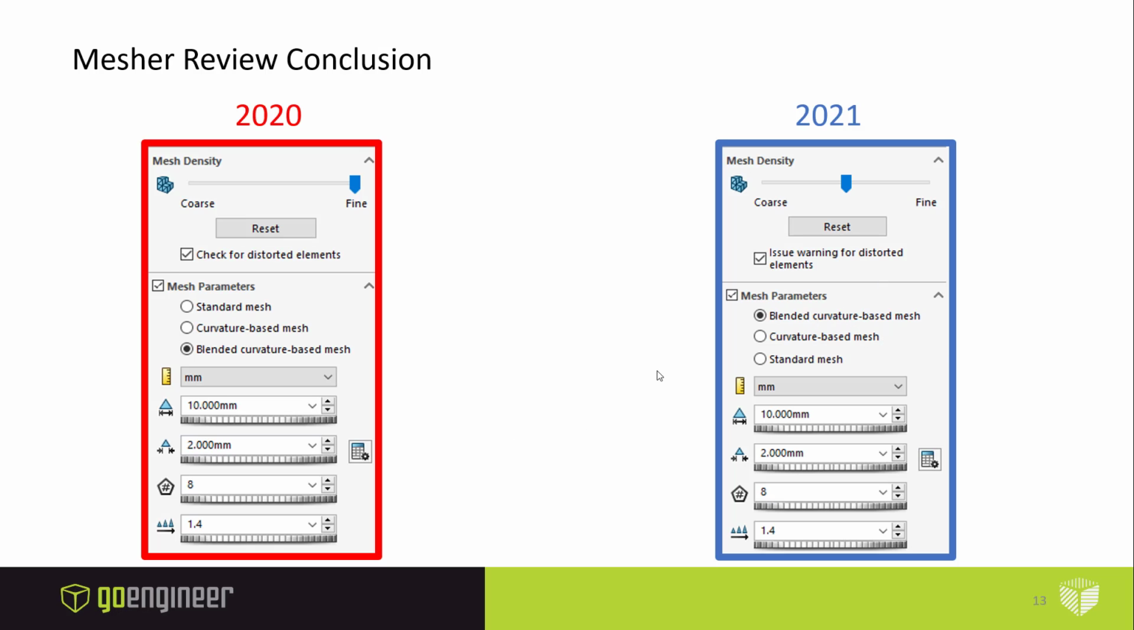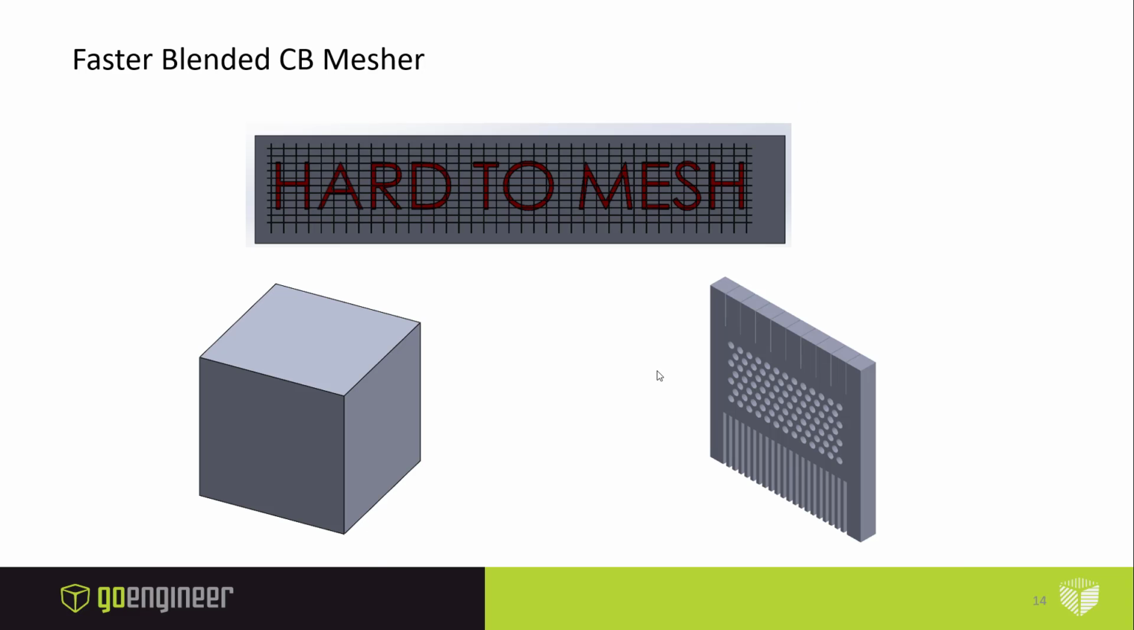So far I haven't covered anything new with the blended curvature-based mesh, so why don't we see more people using it? One of the reasons is it's a lot slower to use the blended curvature-based mesh. However, in SOLIDWORKS Simulation 2021, that mesh has gotten a lot faster.